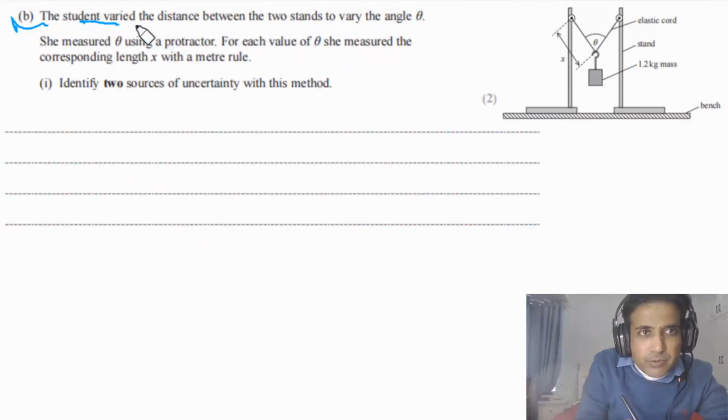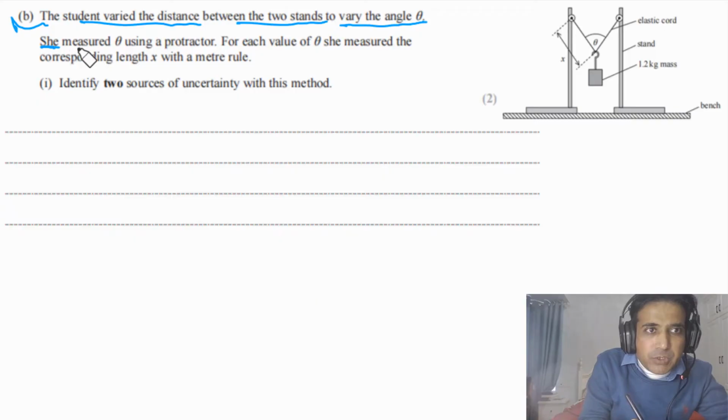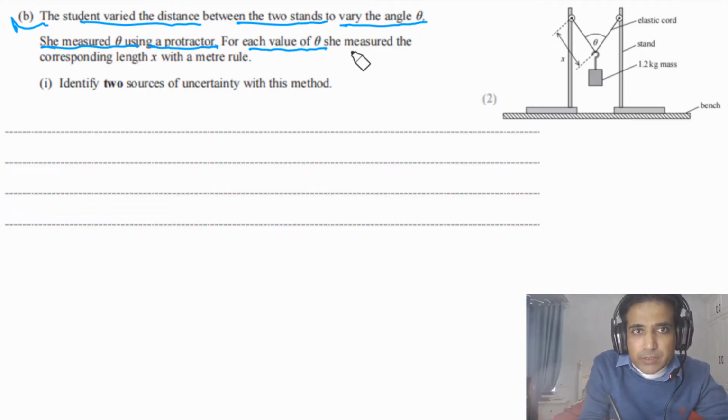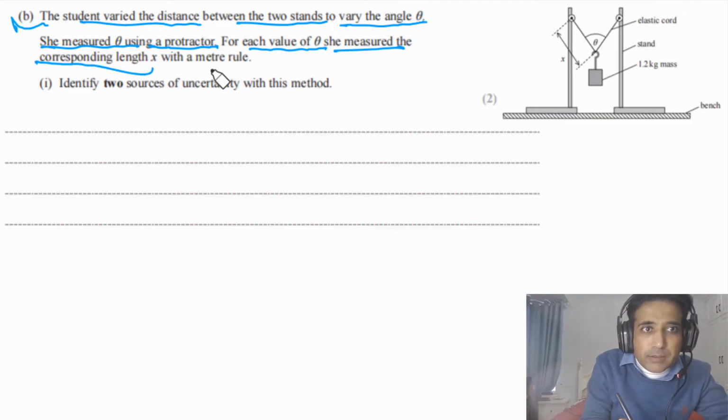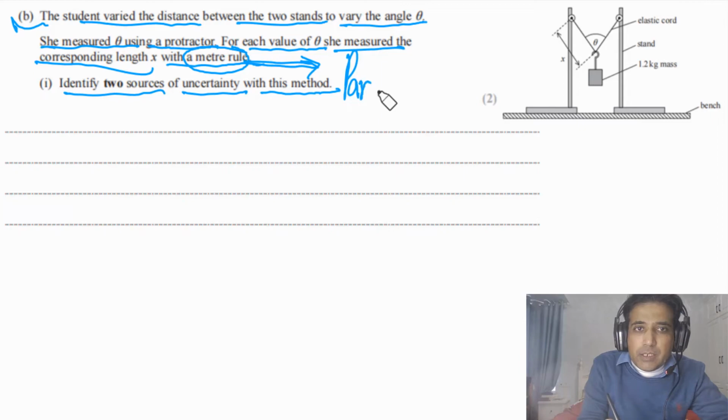Part B says the student varied the distance between the two stands to vary the angle theta. She measured the angle using a protractor. For each value of theta, she measured the corresponding length x with a meter rule. Identify 2 sources of uncertainty with this method. First of all, we are using a meter rule. Whenever we use a meter rule, there is always uncertainty due to parallax error. So this is one point we can say.